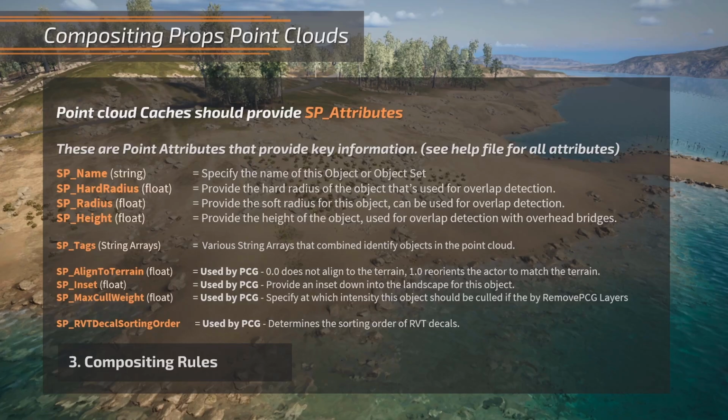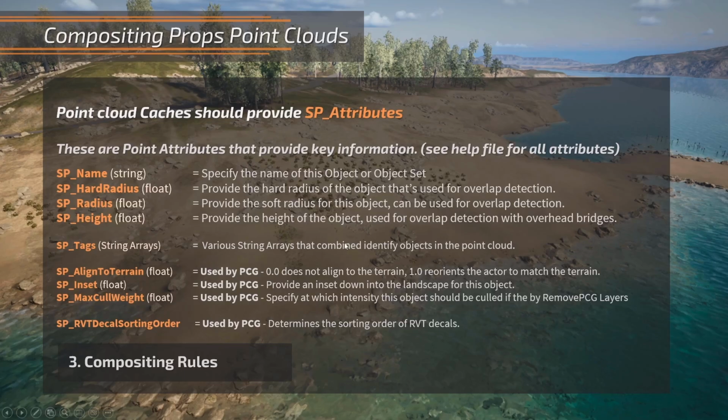These are basically the radius of the object, and this is used for overlap detection. Now the difference between hard radius and radius is, if you think about it in terms of a tree, the hard radius is basically the radius of the trunk of the tree. It's the hard object. And then you also have the radius, which can be the entire canopy of the tree. We might be able to overlap canopies in some cases, but we probably don't want to make the trunks of trees overlap, because then they'll literally just be inside one another, right?